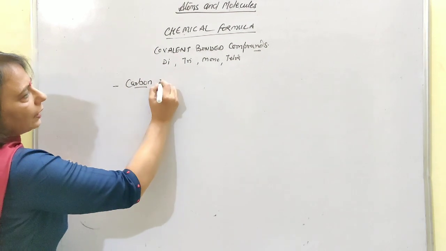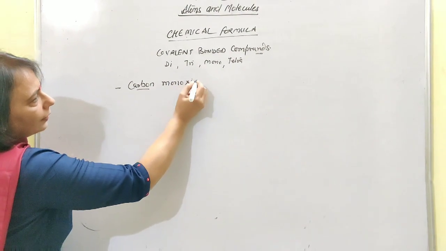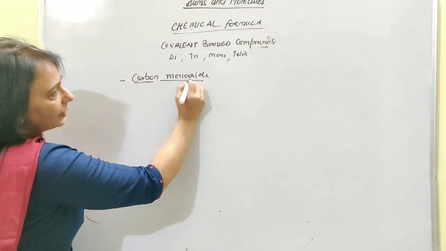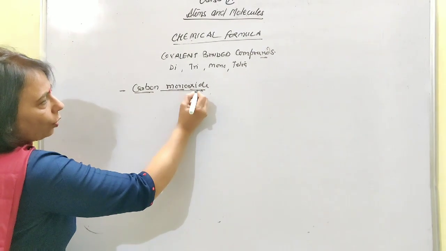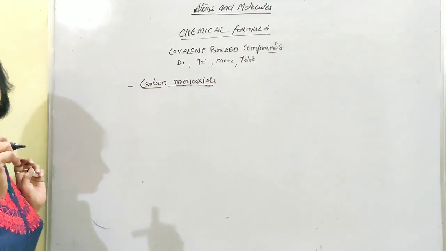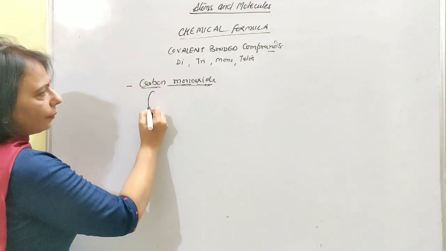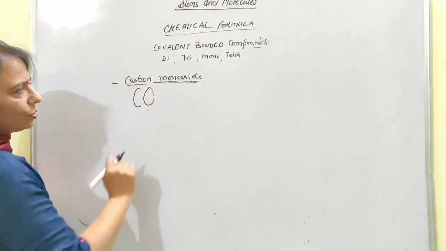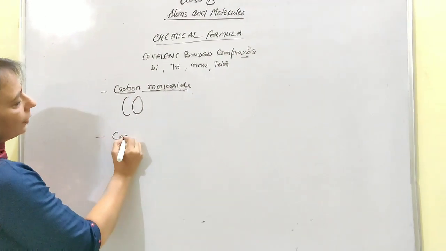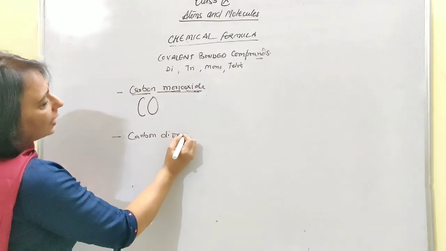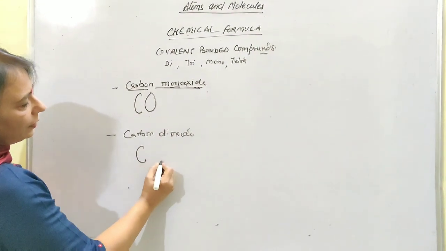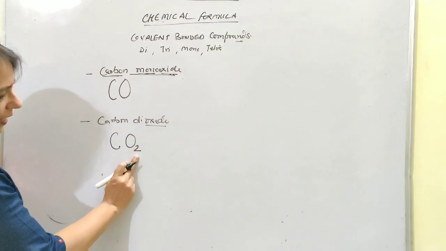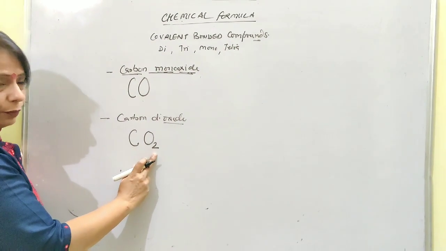Let's take one example, carbon monoxide. So how to write it? Carbon monoxide, this oxide and mono. Oxide is mono, that means it is only 1. So carbon monoxide means it is 1, and 1 is not written anywhere, so it is CO. If it is carbon dioxide, that means oxygen is 2, dioxide. That 2 will be written in the form of subscript.